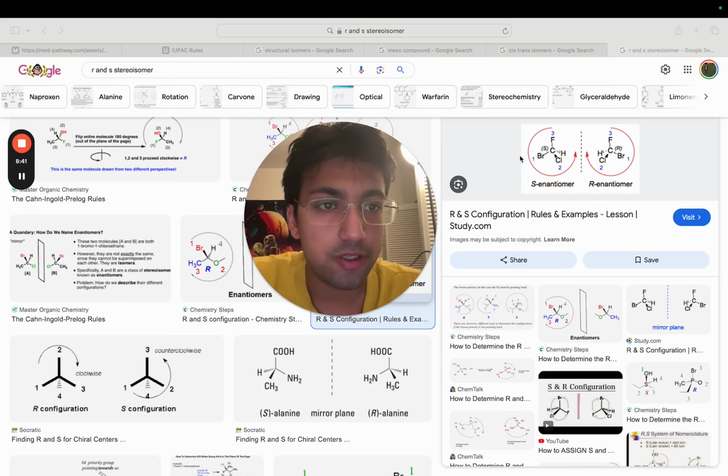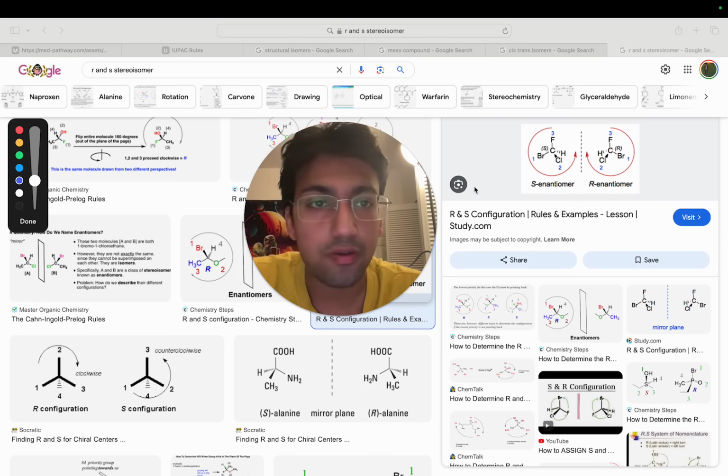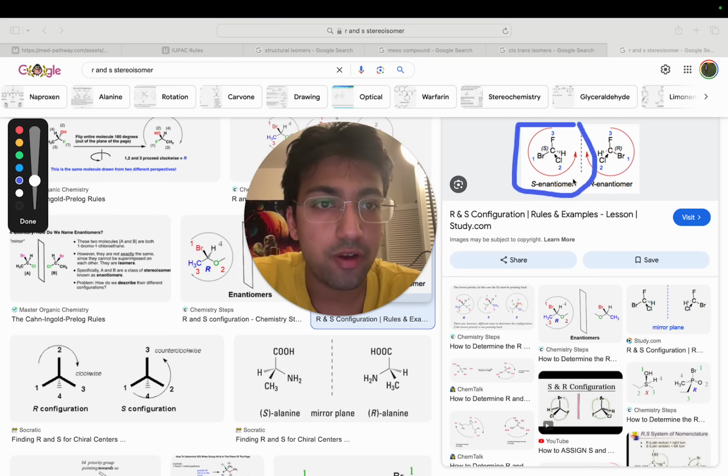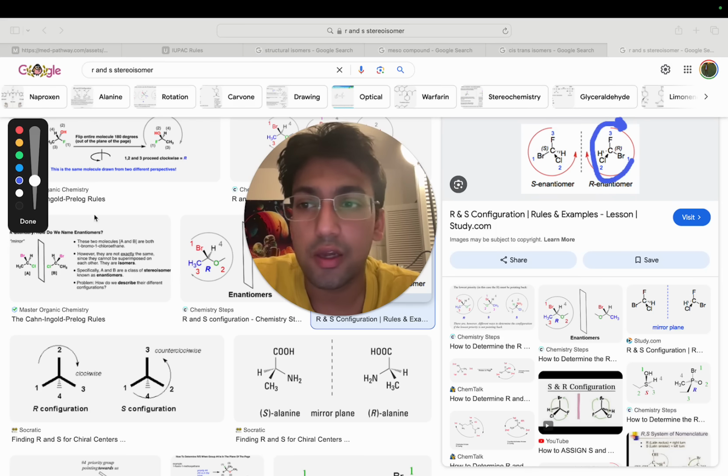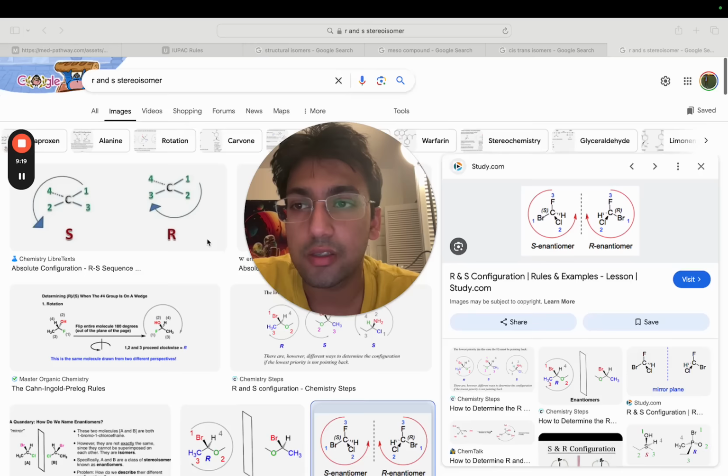Okay, I promised you that I would explain how you would do an R and S naming. So in this example, you look at this and figure out that the lowest priority is this H, right? We forced it to go in the back, and now we number these. Bromide is going to be the highest, then chloride, then fluoride. So we start with 1, then 2, then 3. This is counterclockwise, so it's an S. On the other hand, here it's clockwise, so it's an R. And that's how you can think about R and S configuration.